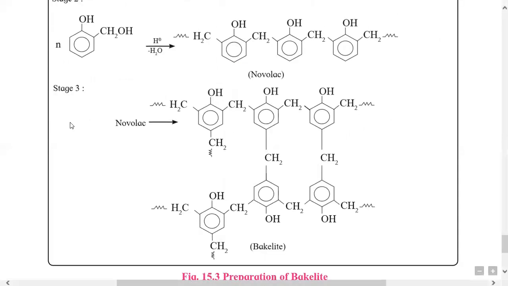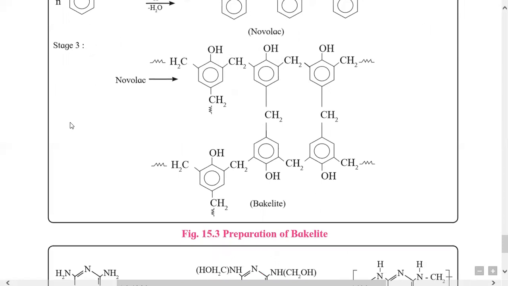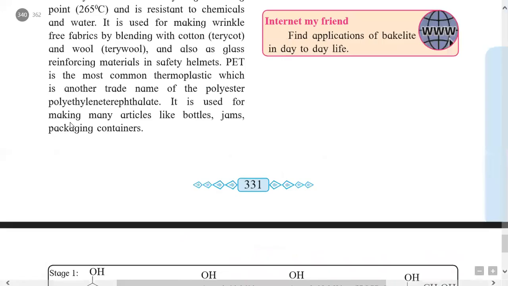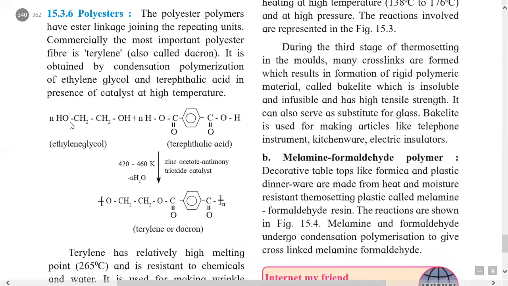Then a cross-linked novolac can be obtained. From the novolac, we get this CH2 benzene ring OH, CH2 benzene ring OH, CH2 benzene ring OH, CH2, and at para position this CH2 group gets bonded with other phenol formaldehyde containing groups, and this type of cross-linked polymer is obtained, and that is called bakelite. So in this way bakelite is prepared.